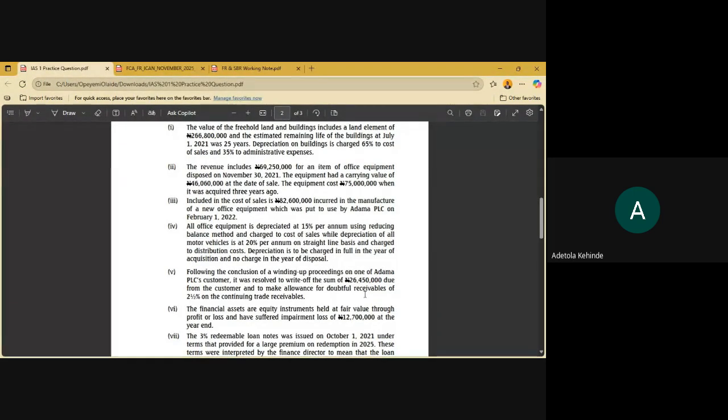Included in the cost of sales is 82.6 million incurred in the manufacture of a new office equipment, which was put to use by Adama PLC on February 1, 2022. All office equipment is depreciated at 15% per annum using the reducing balance method and charged to cost of sales, while depreciation of all motor vehicle is at 20% per annum on straight line basis and charged to distribution costs. Depreciation is to be charged in full in the year of acquisition and not charged in the year of disposal.